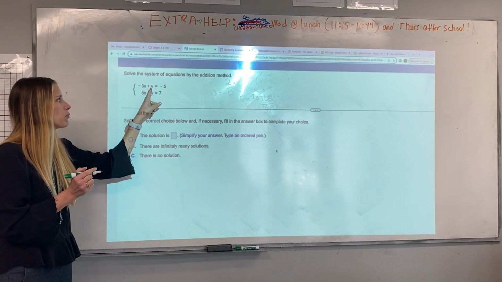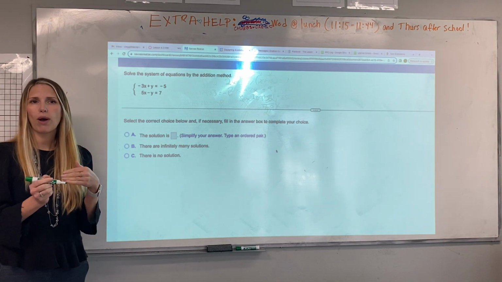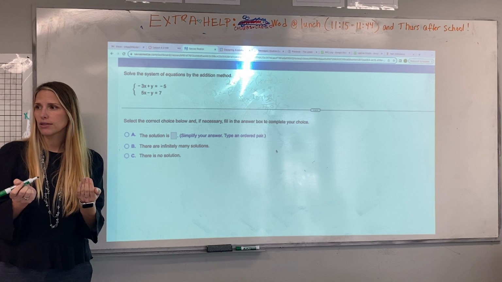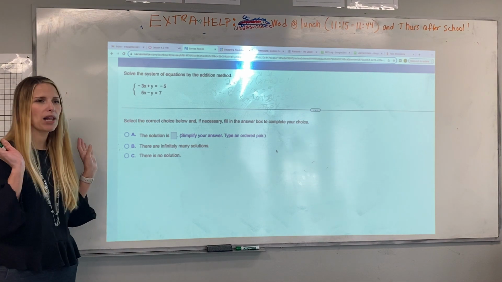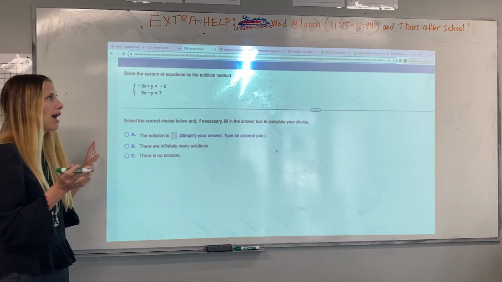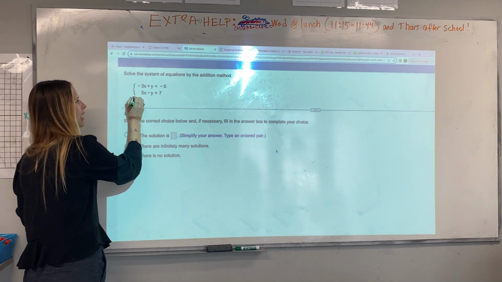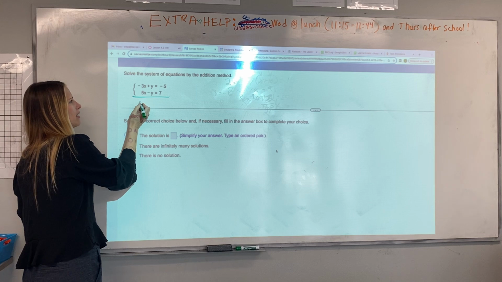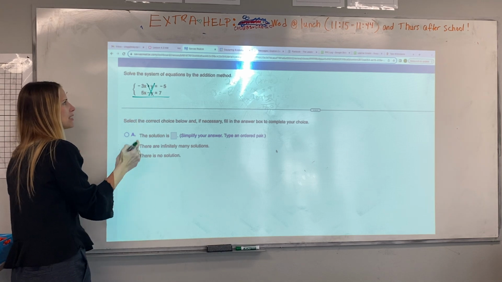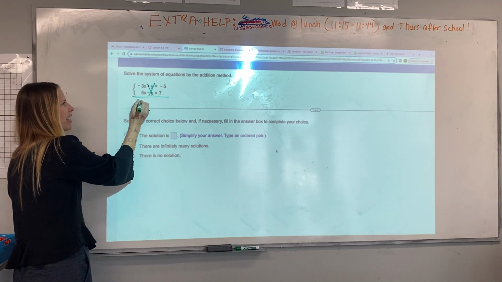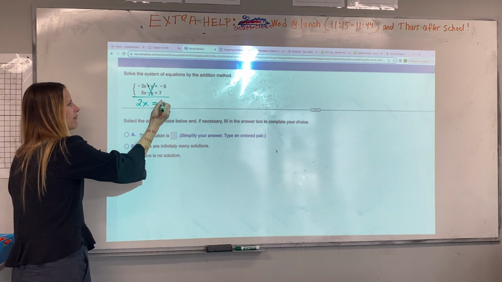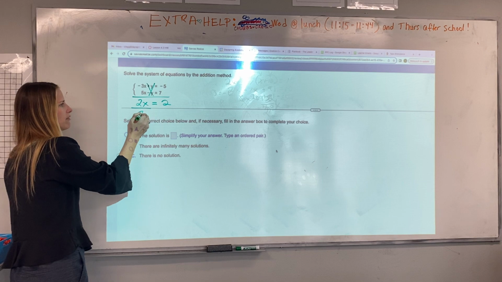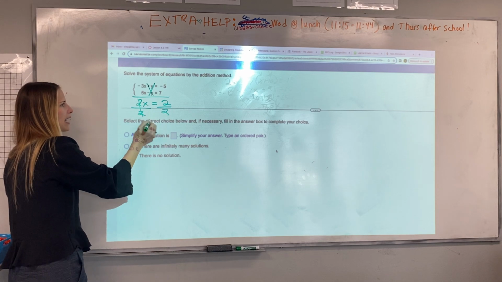So if we are combining a positive y and a negative y, will they cancel out? Yes, they will. So I don't have to multiply any of the equations by anything. I'm just going to add up my terms, and I can cancel out my y terms. I get negative 3x plus 5x is 2x equals, and then negative 5 and 7 is 2. Divide by 2 on both sides, and I get x equals 1.